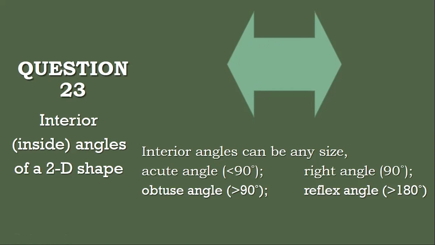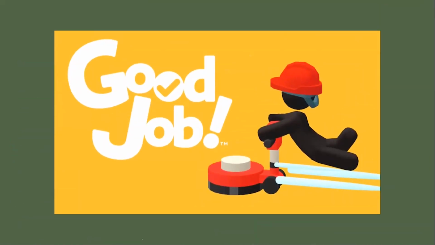It's bigger than 180 degrees. And this figure has 4 of them: 1 there, 1, 1, and 1. So question 23 is about that. It asks you how many interior angles that 2D shape has. That is the last one, because I have handled question 25 in a previous slide.